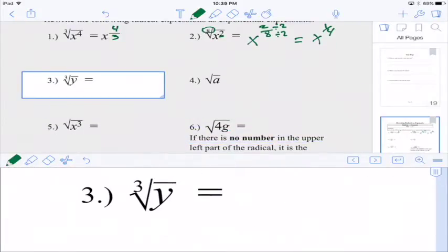Then I have y. Well, y doesn't have an exponent right now, so what do we call that? It's y to the first. We know that. So this is y to the 1/3.